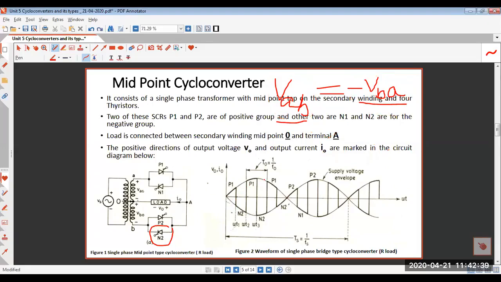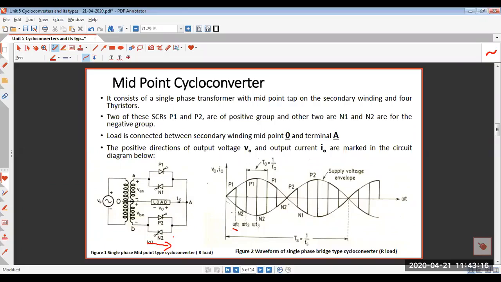Now let us see that at omega T1, P1 is turned off by forced commutation, right? Now N2 is triggered. Okay, now what will be the direction of current? अब इस SCR से current cannot flow in this direction. I hope you know this thing. Why? Because current cannot flow from cathode to anode, right? It will flow from anode to cathode only.